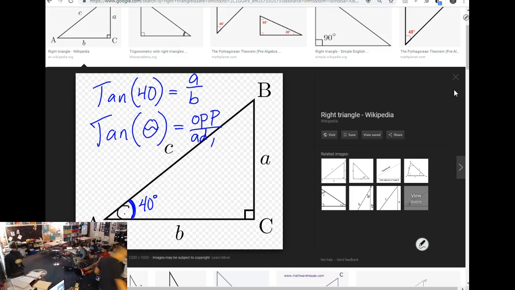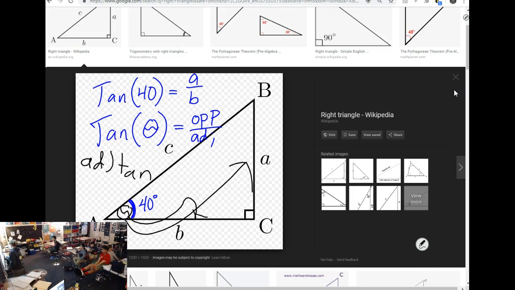This is theta, and this side is the adjacent. You have adjacent and tan. Tan of theta equals the opposite side over the adjacent side.